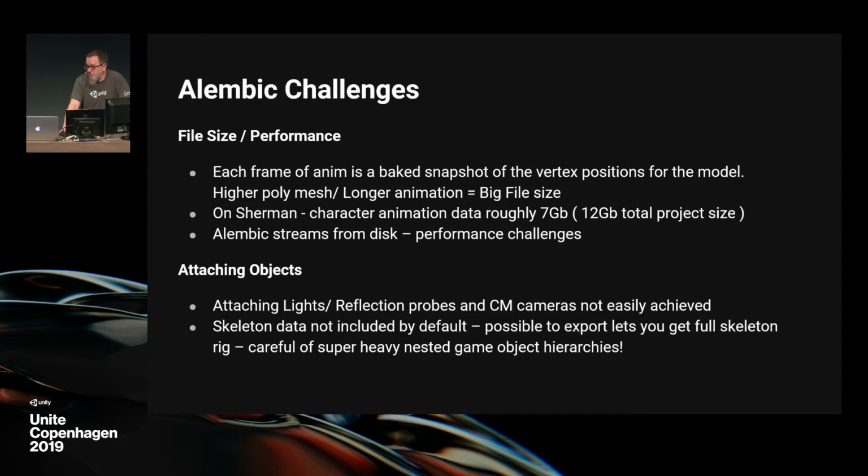Similar challenges. Probably the bigger one though was that Alembic is a vertex cache, so the object's at 0,0,0, but it appears over here in space because it's animated. Now, if you want to do things like attach lights to it, or reflection probes, or attach cameras to it, it doesn't actually exist where Unity thinks it is. So that was sort of a challenge.